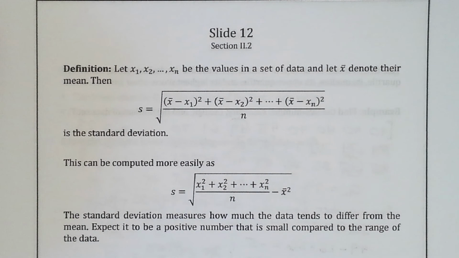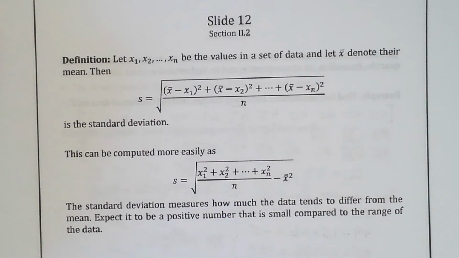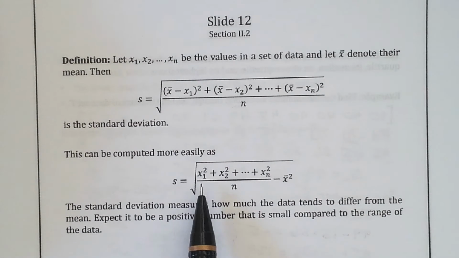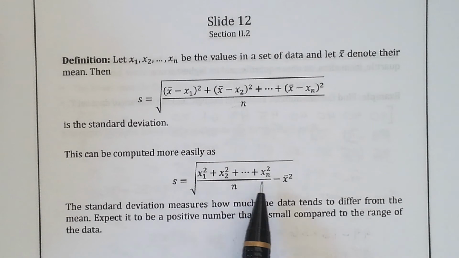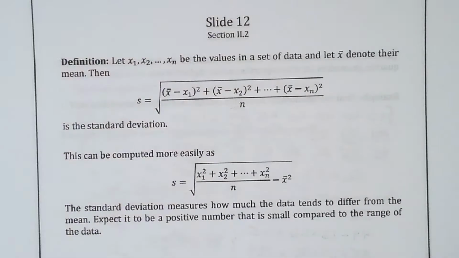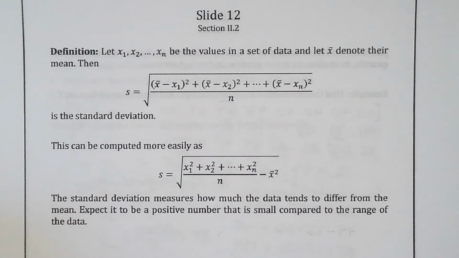There's an alternate formula that in practice is easier to use with a calculator. It comes out to the same thing, but to use it, you square each of the values, you add them up, you divide that sum by n, you subtract the square of the mean, and then after all that you take the square root. Again, the order of operations is very important there.